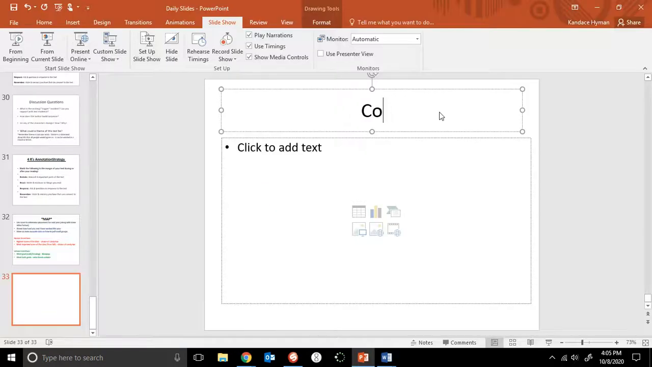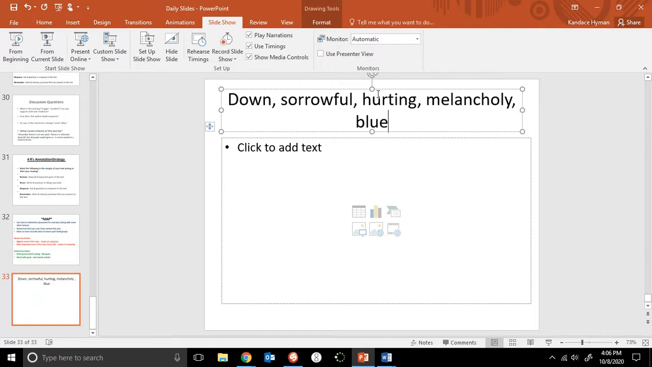Okay. So I have the word down. I have the word sorrowful. I have the word hurting. I have the word melancholy. And I have the word blue. All of those words mean the same thing as sad. Okay? But now for our activity, I need to put them in order. Which one doesn't sound so sad? And then put them in order to the one that sounds the most sad.